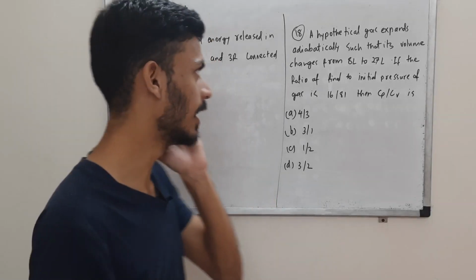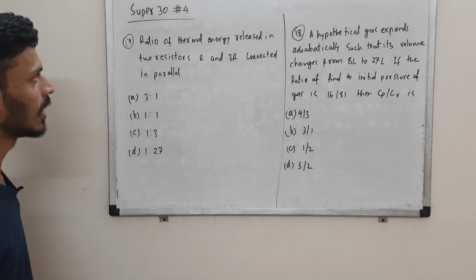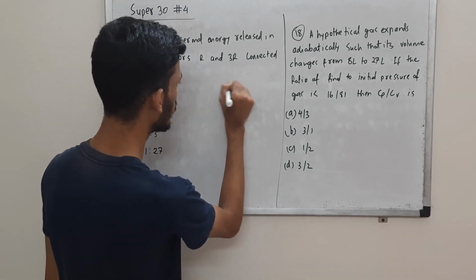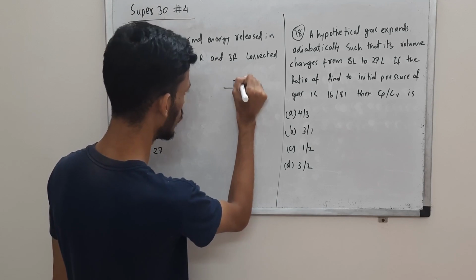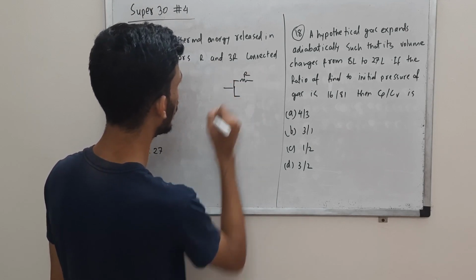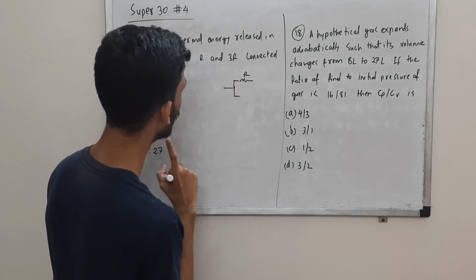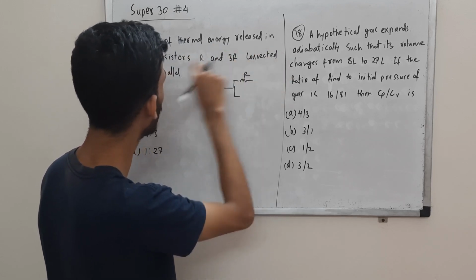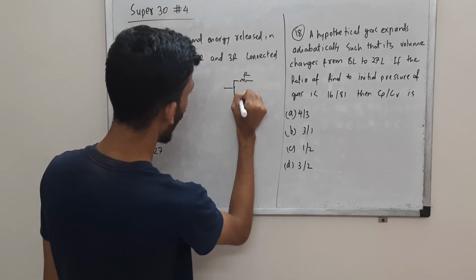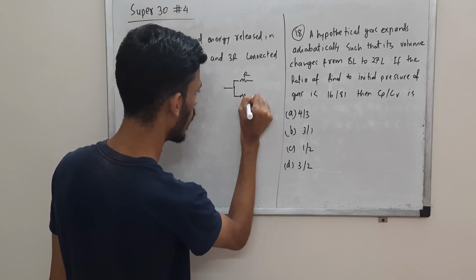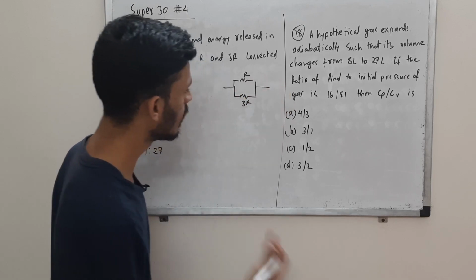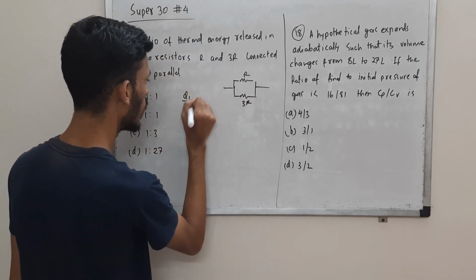To question 17 and 18. In question 17 we are asked for the ratio of thermal energy released in the two resistors, R1 and R3, not the parallel combination. So R1 is R and R3 is 3R. You are supposed to tell Q1 by Q2 for this.